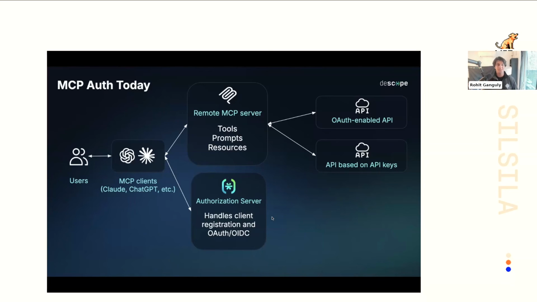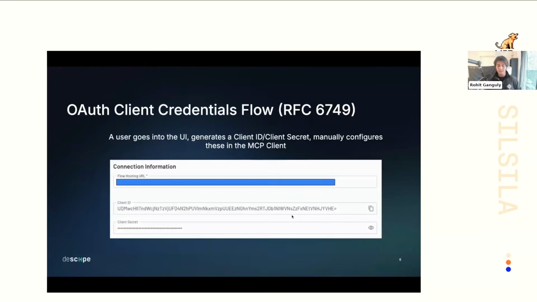Essentially, in client registration, this is an application getting access to your resources. So before agents, the most common way for a client to get access to resources is the OAuth client credentials flow. The way this works is a user would go into a UI like a console, generate a client ID and client secret for an app, and then grab those values and go back to something like Claude Desktop and copy paste those in.